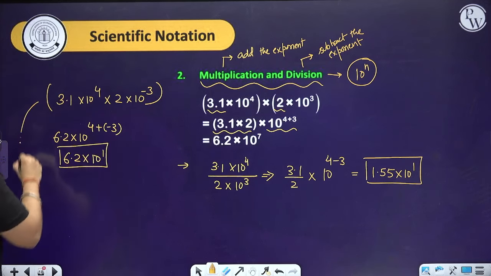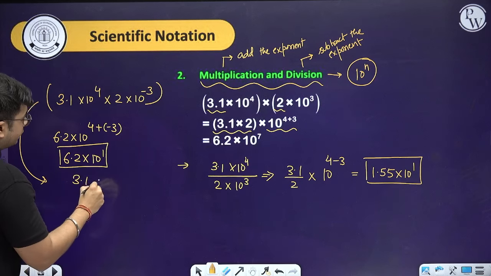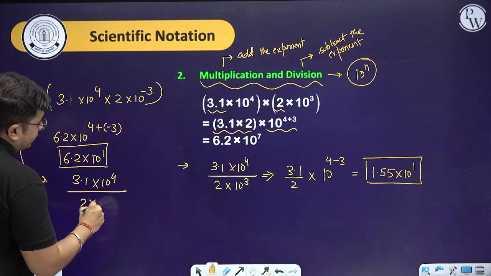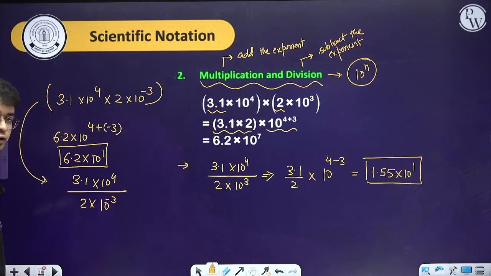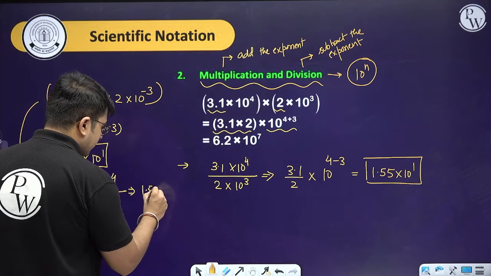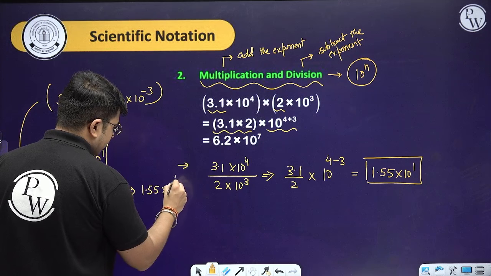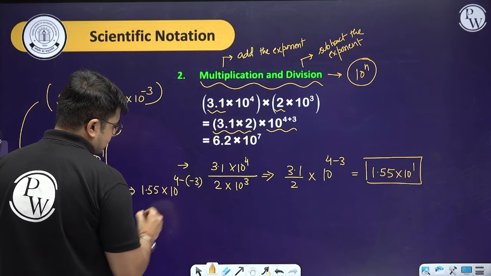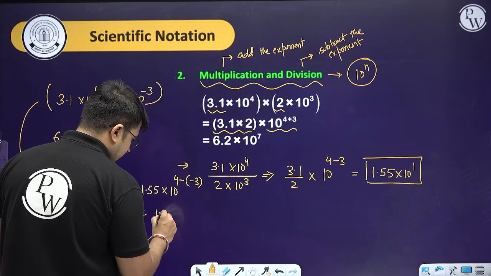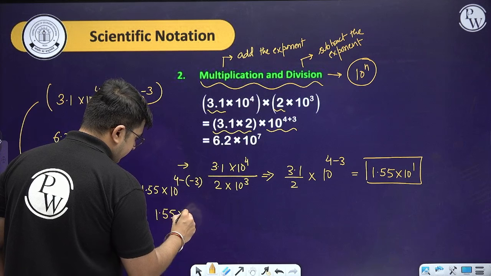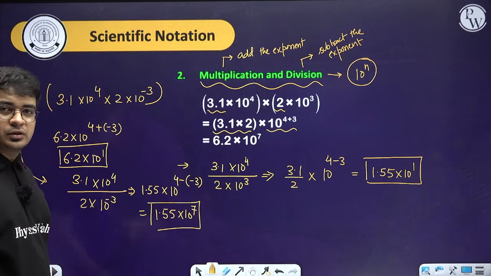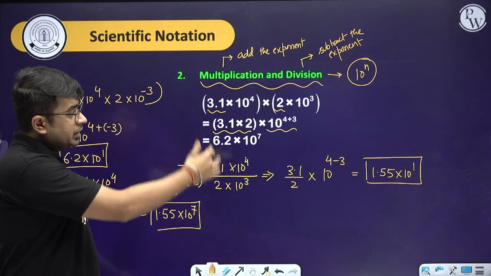Now what happens if I am using the same equation, 3.1 multiplied by 10 raised to the power 4 divided by 2 multiplied by 10 raised to the power minus 3? You just have to subtract the powers, same as before. So you will have 1.55 multiplied by 10 raised to the power 4 minus minus 3. So this will be minus minus plus, and you will have 1.55 multiplied by 10 raised to the power 7. That's it. Nothing fancy, a very simple operation.